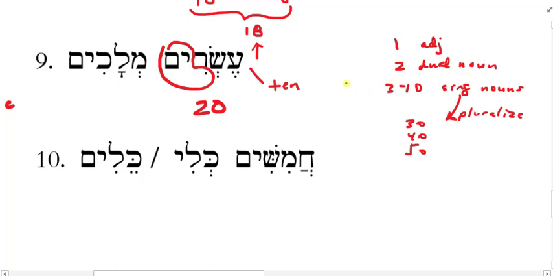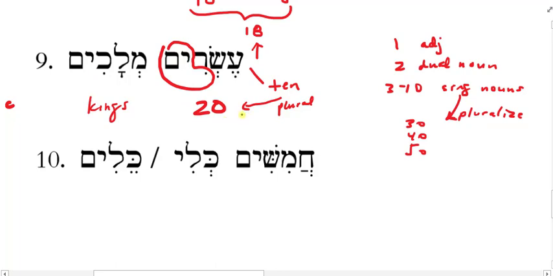So what do I do for 20? I take 10 and I pluralize the number 10. So I take esser and I make that plural to get 20. All right? So this is 20 malakim, 20 kings.